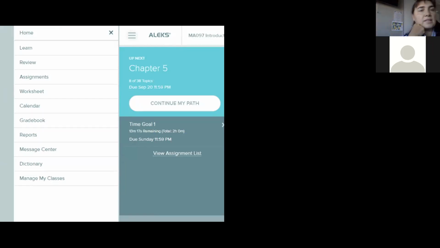Anyway, so there is learn, right? So click on learn, and then you're going to see all the things you can learn. And on the right hand side, you can see she's working towards chapter 5. This is our next homework. It tells you how many you have learned already and how many are left, and the due dates are there. So this is what you need to do.